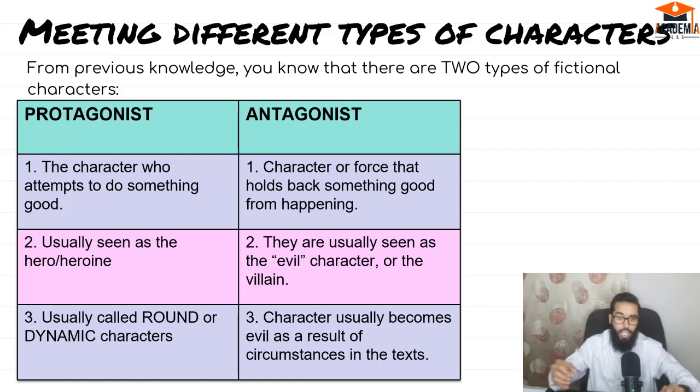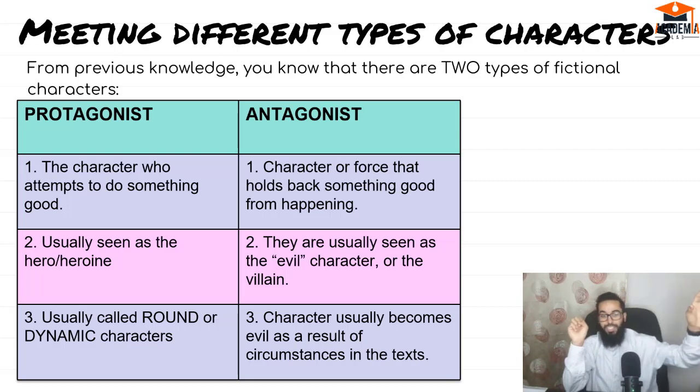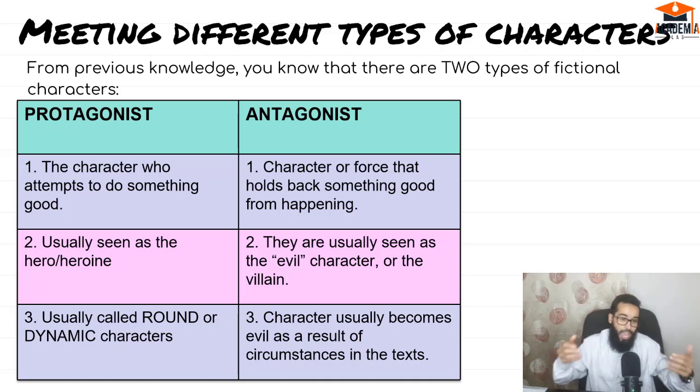From previous knowledge, you know that there are 2 types of fictional characters, protagonists and antagonists. Now, protagonists are the characters who attempt to do something good. They like to do good things in the story. Number 2, usually seen as the hero or heroine. 3, usually called round or dynamic characters. Remember this point. This point is very important. Protagonists are also called round dynamic characters, right?